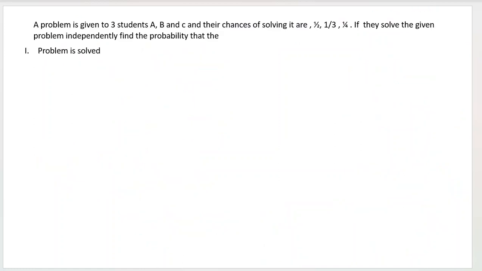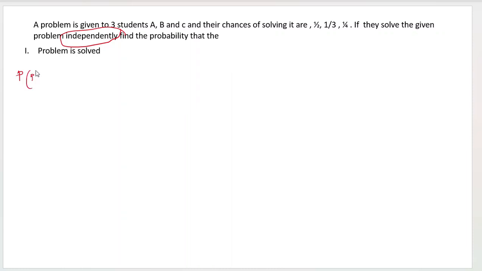Now we come to the next problem. A problem is given to 3 students A, B and C, and the chances of solving it are 1 by 2, 1 by 3, 1 by 4. If they solve the given problem independently, find the probability that the problem is solved.